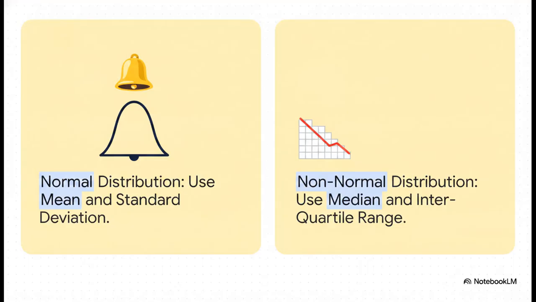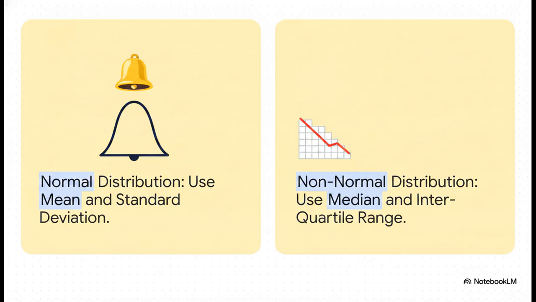And here is where things go wrong. Because the chocolate data was non-normal, the students made a massive statistical error. They blindly calculated the mean and the standard deviation purely out of habit, just because it's what they always did. But guys, for skewed data, the mean just gets artificially dragged way up by those extreme values.